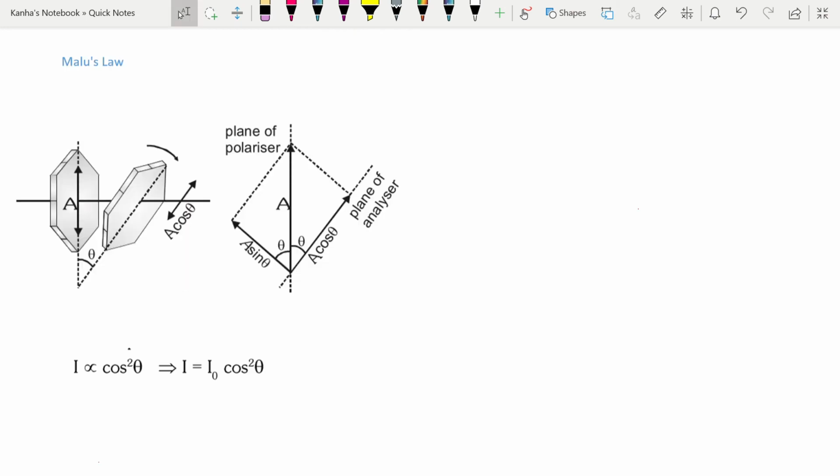Next, let's look at the law of Malus. This law states that when a completely plane polarized light beam is incident on an analyzer, then the intensity of the emergent light varies as the square of the cosine of the angle between the planes of transmission of the analyzer and the polarizer. An analyzer is nothing but a polarizer again.